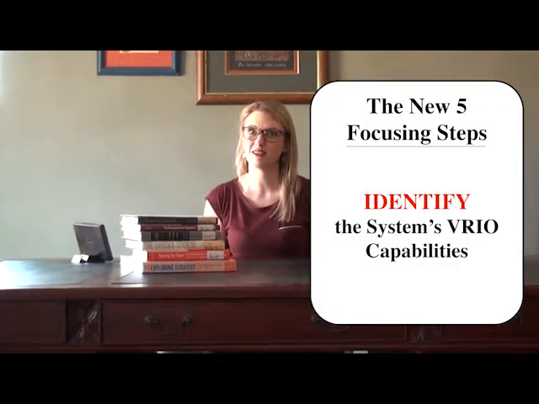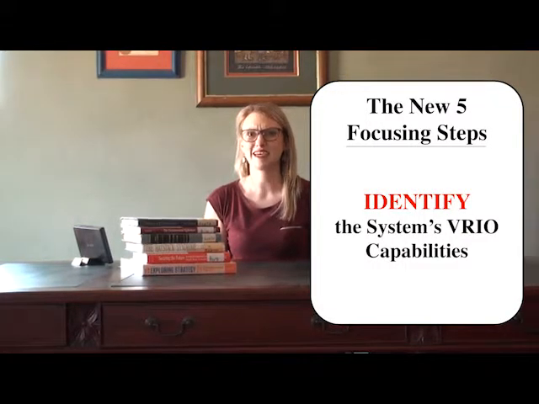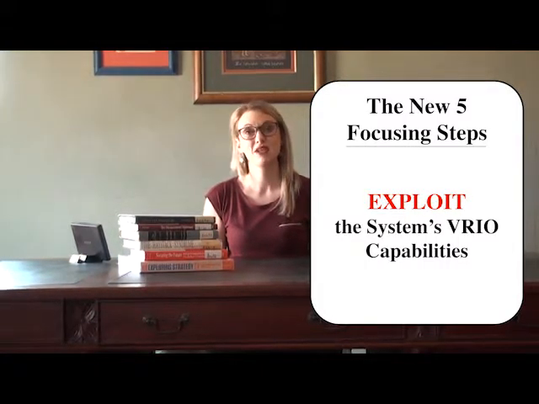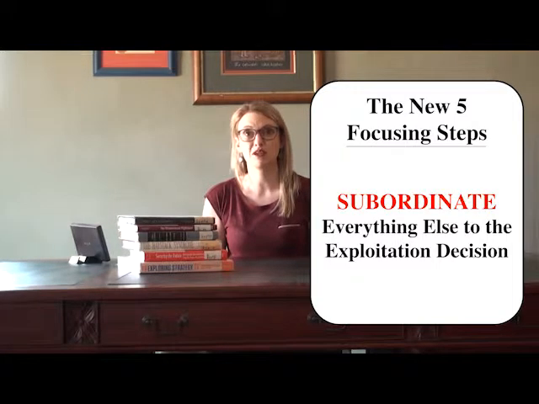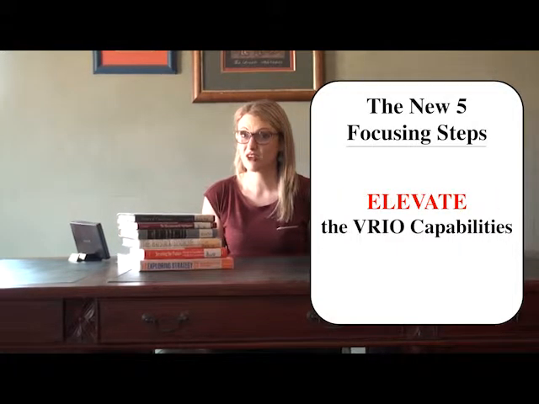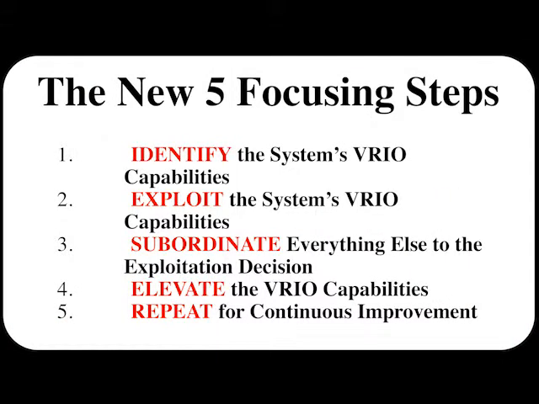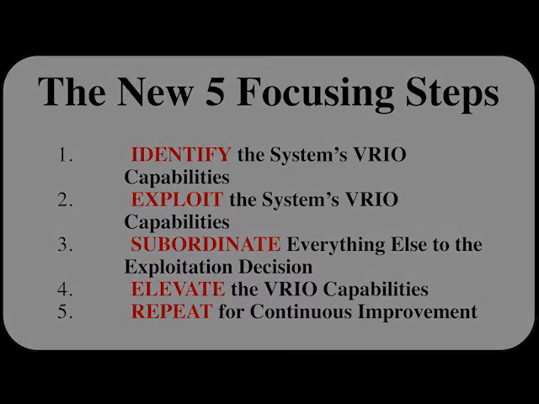So let's focus on resources and competences and rewrite the theory of constraints for Horizon 1. Identify the VRIO capabilities, the constraint, or in this case, opportunities. Exploit the VRIO capabilities. Subordinate everything else to the VRIO capabilities, elevate the VRIO capabilities, and repeat for continuous improvement. By doing this, the business has now ensured its competitive advantage and secured its core competencies in Horizon 1.